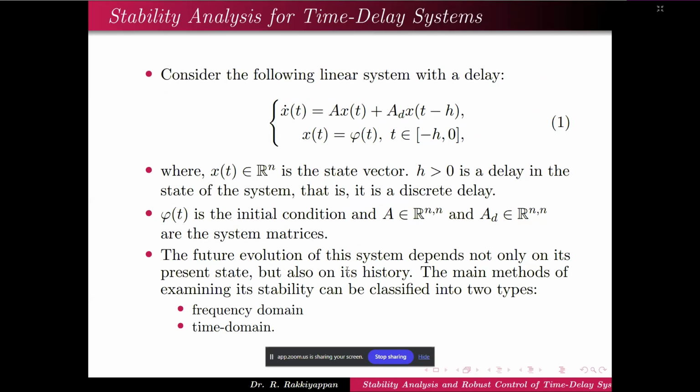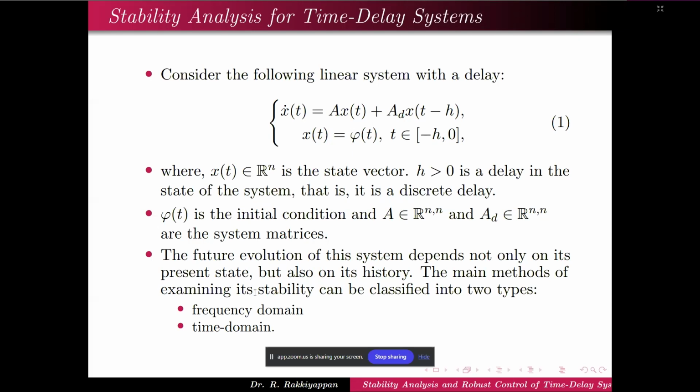Stability analysis for the time delay system. Here we consider a linear system with a time delay: x dot of t equals A x of t plus A_d x of t minus h, where x of t is the state vector and h, positive, is the delay of the state of the system, denoted as a discrete delay. Phi of t is the initial condition, and A and A_d are n by n matrices with real entries, the system matrices. The future evolution of the system depends not only on its present state, but also on its history.